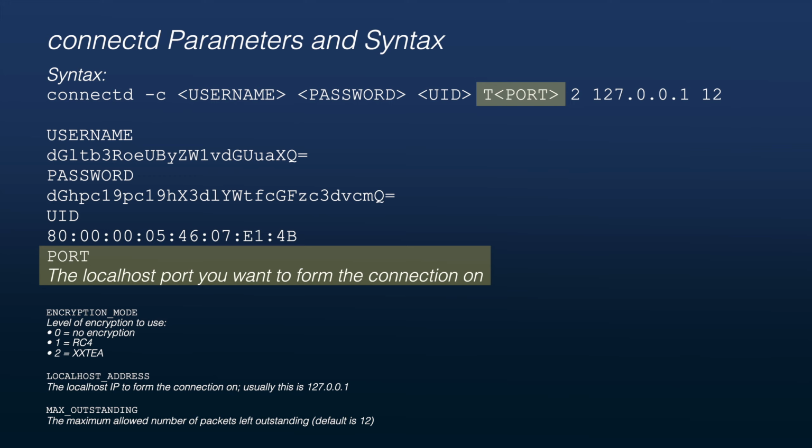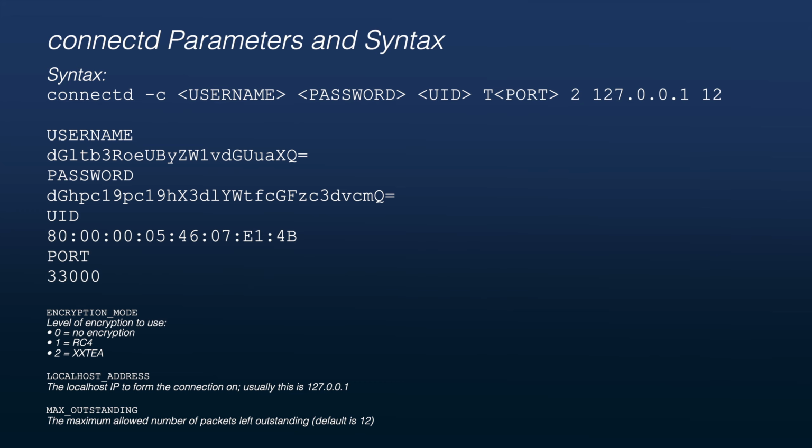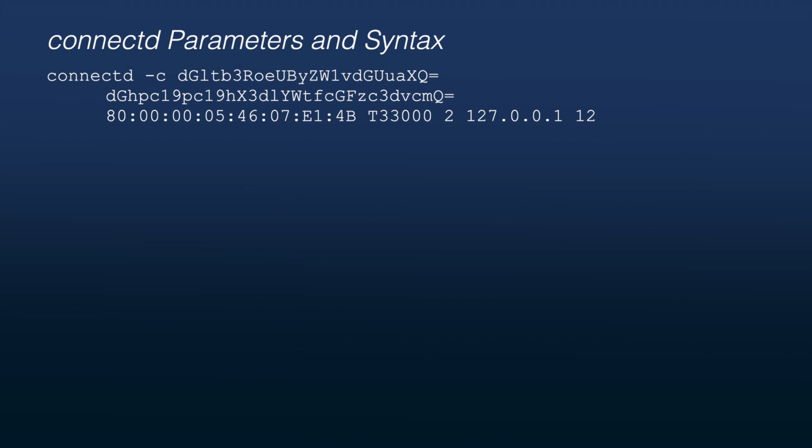Finally, port is the localhost port you want to form the connection on. In this case, we'll use 33,000. Note in the command the capital T before the port. This is required. We can now combine our username, password, UID, and port into the full command. This is the command that was shown at the beginning of the video.